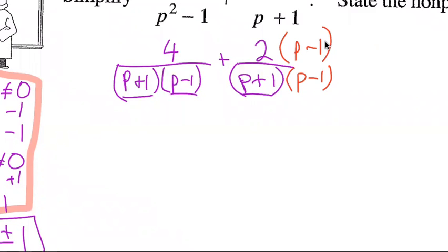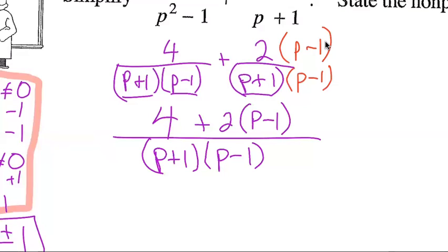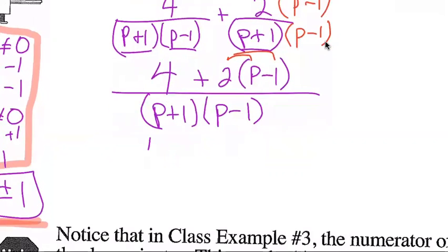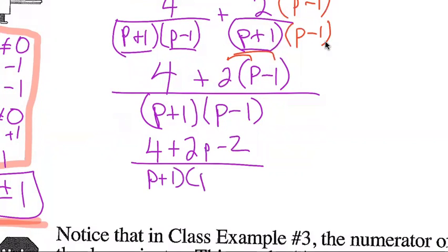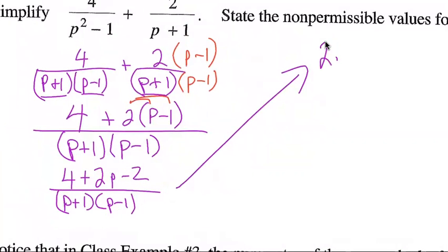So now I have a common denominator, p plus 1, p minus 1. And then this 4 stayed the same, plus 2 times p minus 1. I'm going to expand my numerator by distributive property, combine like terms, and simplify if need be. 4 plus 2p minus 2 all over p plus 1, p minus 1. Now I've run out of room, so I'm going to move up over here. 4 plus 2p minus 2 is 2p plus 2 all over p plus 1, p minus 1.